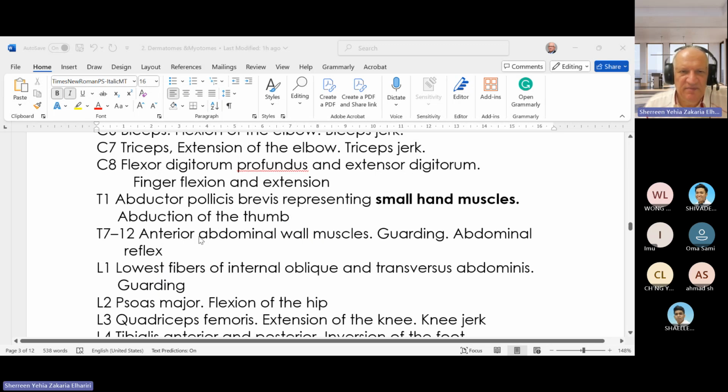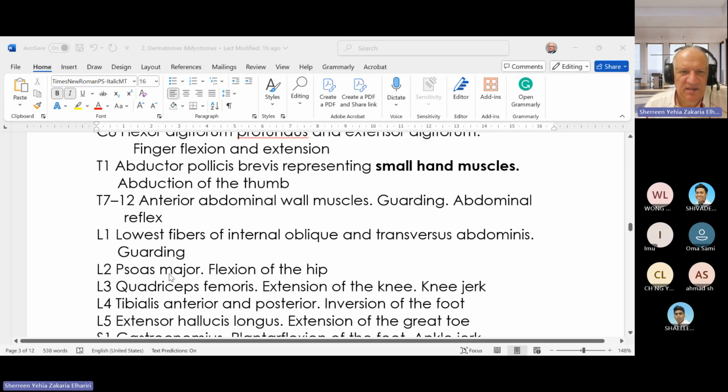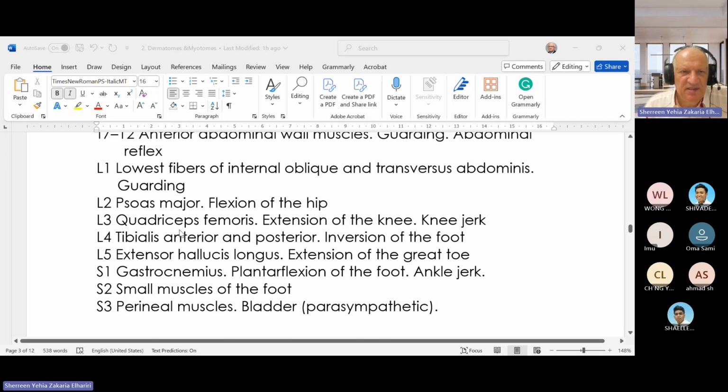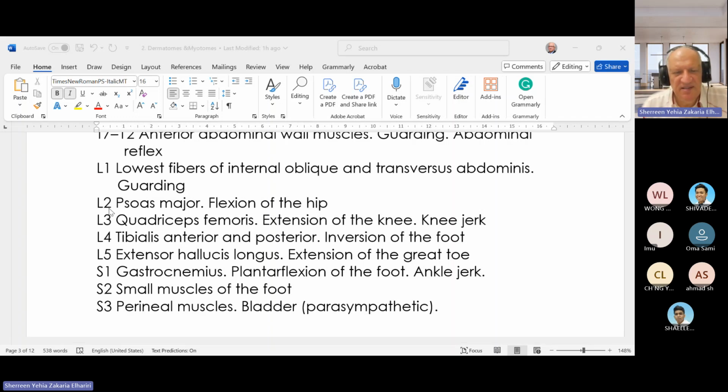T7 to 12 anterior abdominal muscles, L1 internal oblique and transversus abdominis. Then major flexion of the hip is L2, and it is important to know the tendon is combined between iliacus and psoas. So the iliopsoas tendon inserts on the lesser trochanter, and iliacus is supplied by the femoral nerve, and psoas is supplied by L1 and 2.